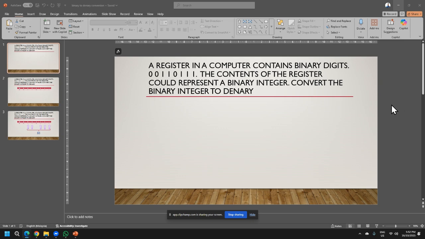Okay, so we have a basic question here from a past year paper. A register in a computer contains binary digits, and you're given this set of binary digits. The content of the register could represent a binary integer. So convert the binary integer, which is this, to denary.